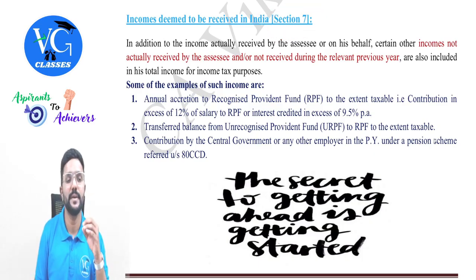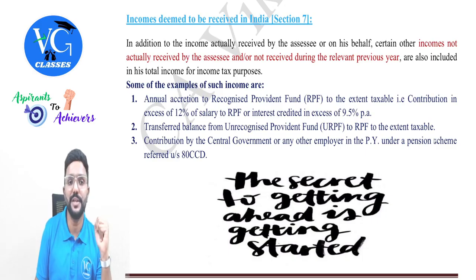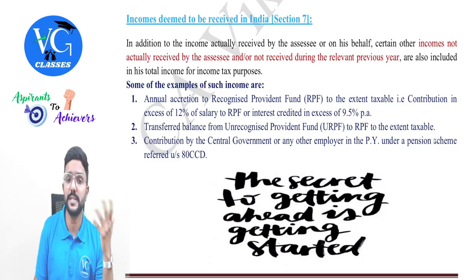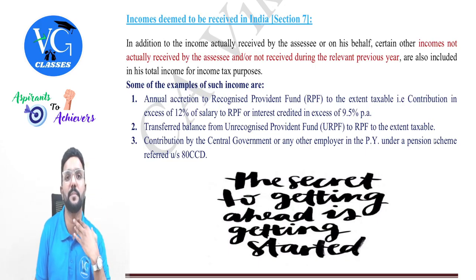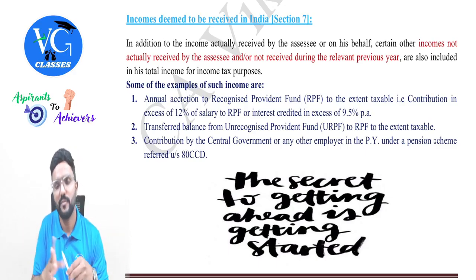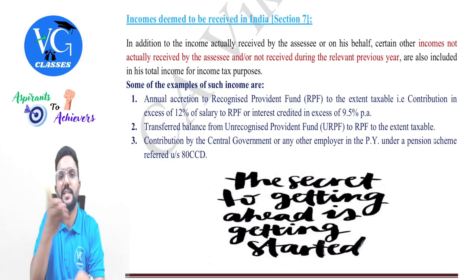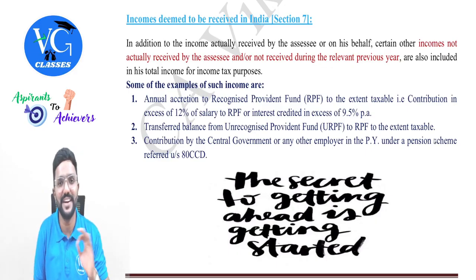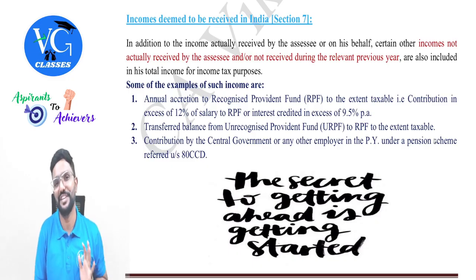We'll quickly see it. In addition to the income actually received by the assessee or on his behalf, certain other incomes not actually received by the assessee, or not received during the relevant previous year, are also included in his total income for income tax purposes. Sir, why is it? Is it unfair, sir? Sir, why? Because even though he has not received, we are considering this as income. Yes, he has not received it, but he is the ultimate beneficiary, guys.